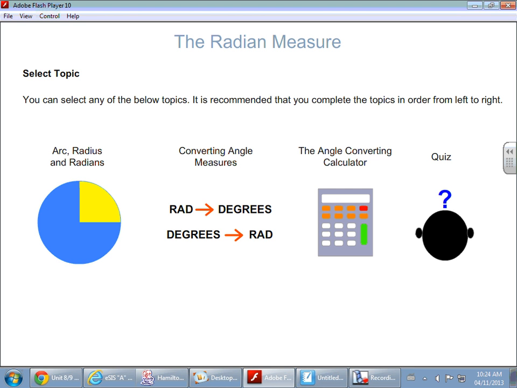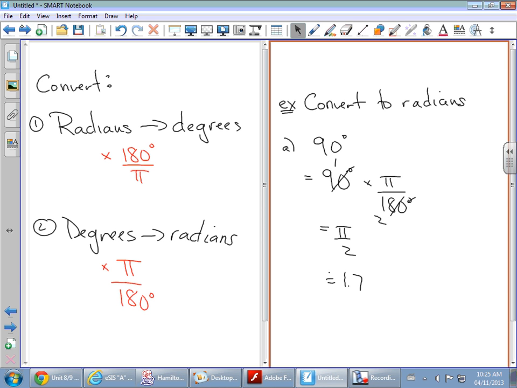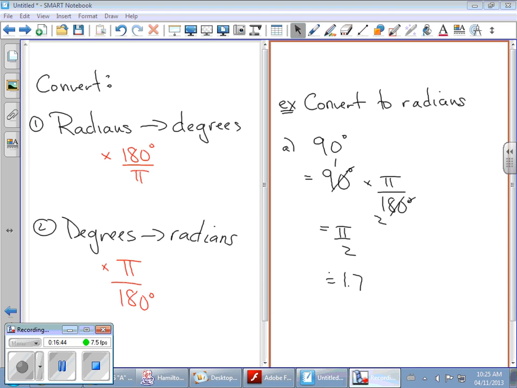If you want to play with it, great. If you understand the fact that radians are another way of measuring an angle, and you're able to convert from radians to degrees and from degrees to radians, that's all you really need to know for your lesson. Okay? Any questions? Okay, so I'm going to save this. Again, tomorrow's the last day for work submission.